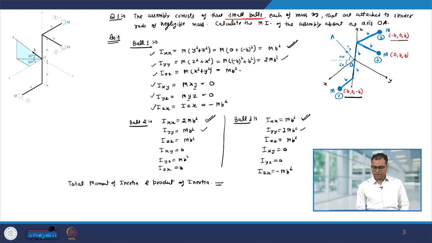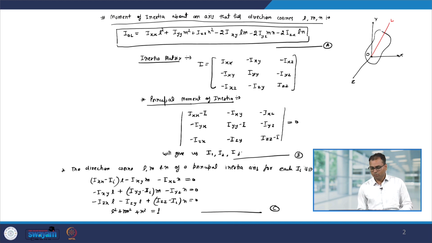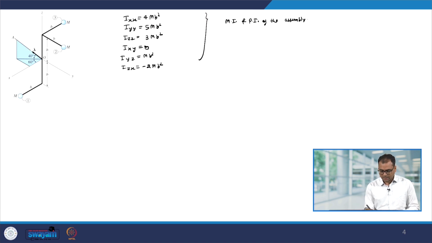Now, in the question statement, we have been asked to calculate the moment of inertia of the assembly about OA. So, what we have to do is put these values in equation number A, but for that I should know what L, M and N are, that is, the direction cosines of the axis OA. So, let us look at the unit vector along OA.